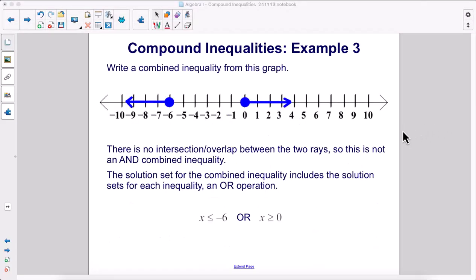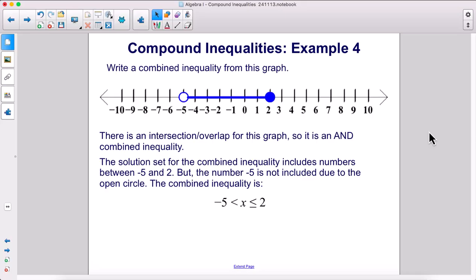Write a combined inequality from this graph. You can see there's no intersection or overlap between the two rays, so this is not an AND combined inequality. The solution set for the combined inequality includes the solution sets for each one independently, with an OR operation. So this is x is less than or equal to -6, or x is greater than or equal to 0.